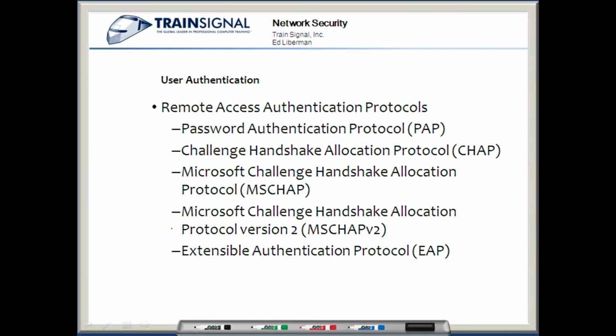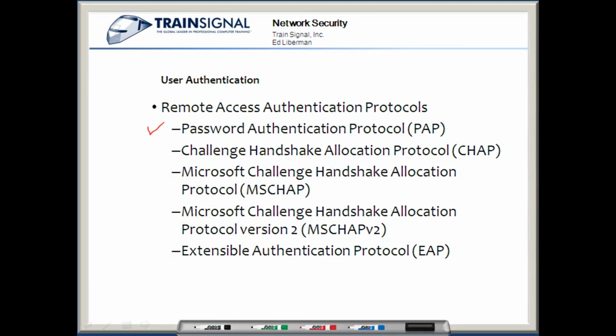Now, I mentioned a little while ago when we were talking about the point-to-point protocol, how there are a number of remote access authentication protocols that are supported. And I have a number of them listed here. First, we have PAP, the Password Authentication Protocol. And I will tell you that this is, for all intents and purposes, never used. This is something that was used way back in the initial days of remote access connectivity.